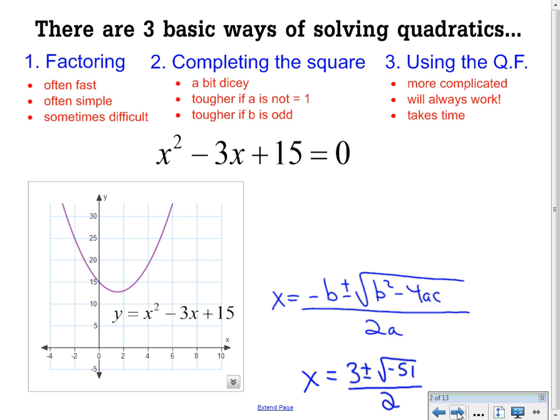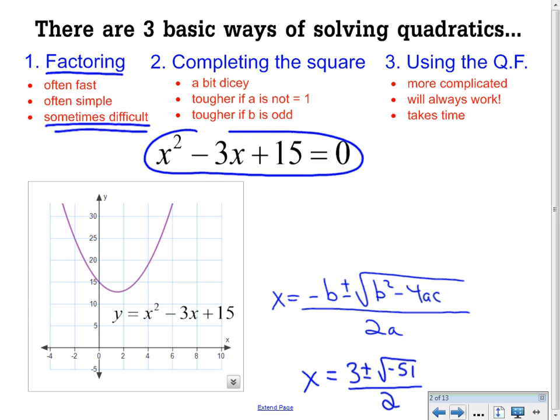Number one is factoring. All right, factoring is great. It's usually pretty fast for a quadratic. It's usually pretty simple, but there's definitely times where it's very difficult, if not impossible, and factoring does not get you anywhere. This example in the middle, you cannot factor it using integers, so we're in trouble there.